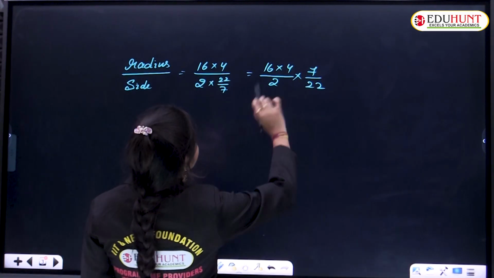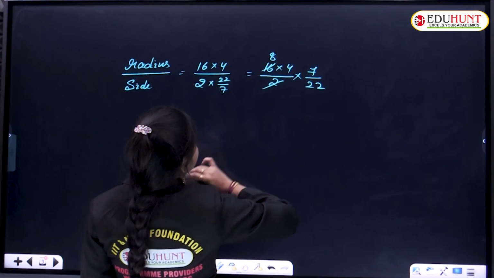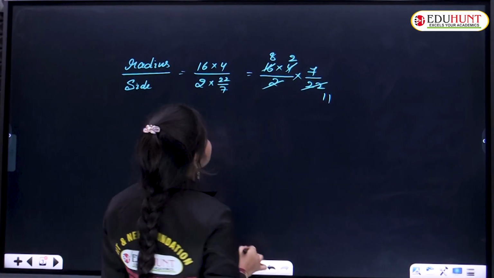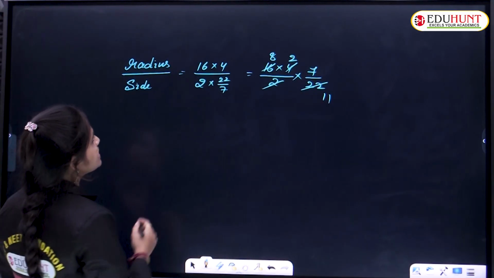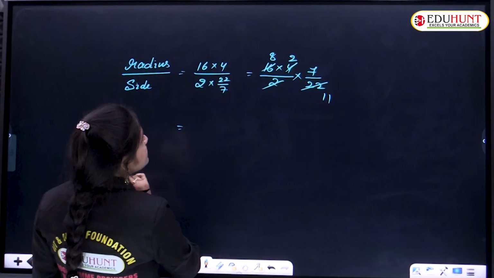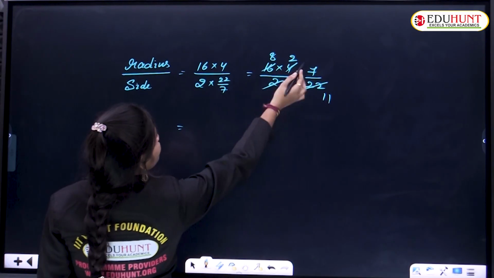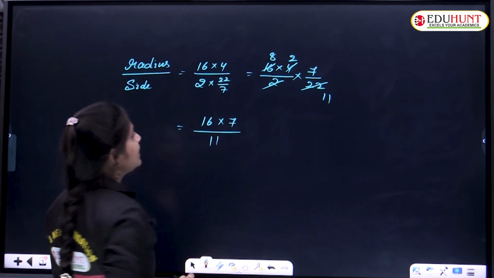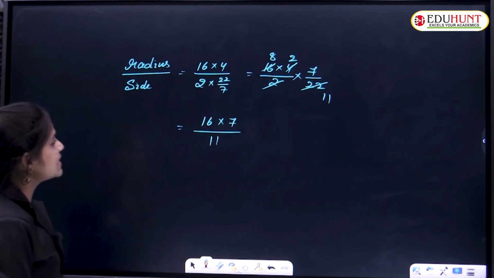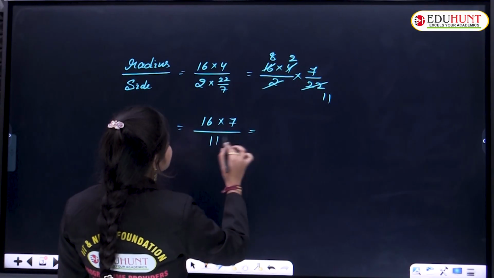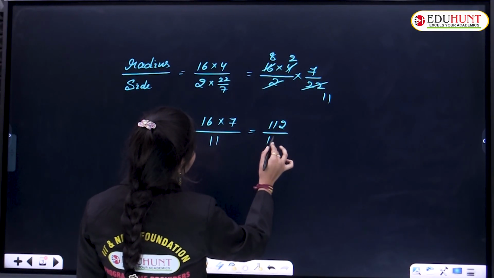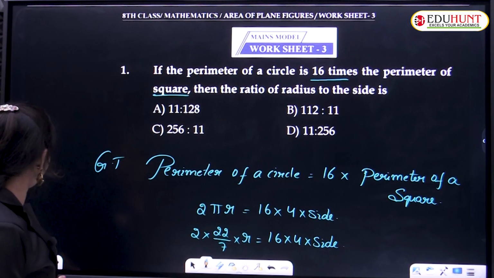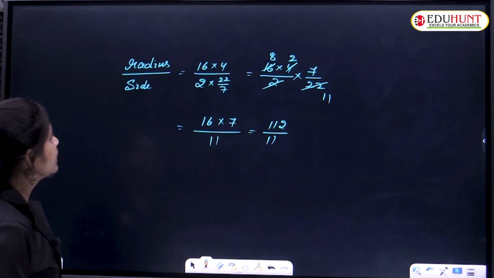Now 2 8s are 16. Next cancellation: 2 2s are 4, 2 11s are 22. Is there any other cancellation? No. So 8 into 16 into 7 by 11. Any other cancellation possible? Not possible. Then 16 7s are 112, by 11.